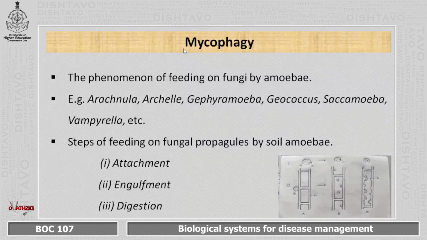Next is mycophagy. This is the phenomenon of feeding on fungi by amoeba. This is mostly seen in the wheat plant and others. The example is Vahlkampfia. The steps of feeding on fungal propagules by the soil amoeba are attachment, engulfment and digestion. In attachment, the amoeba attaches to the fungal propagules, such as conidia. They may attach to conidia and may also attach to the hyphae of the fungi.